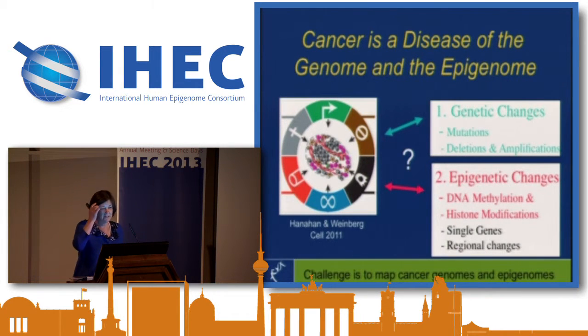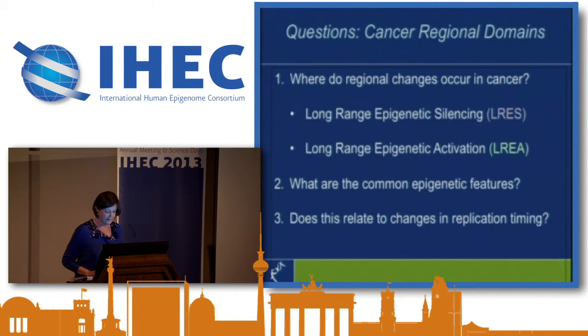So one of the challenges that we have had in the field over many years is to map both the genetic changes as well as the cancer epigenomes, so that we can understand what the relation is between the genome and the epigenome. So we've been doing this for a number of years, and today I'm going to talk to you about our ongoing questions of cancer regional domains.